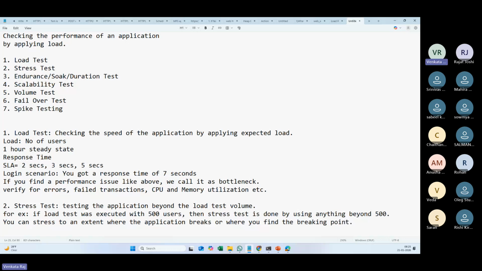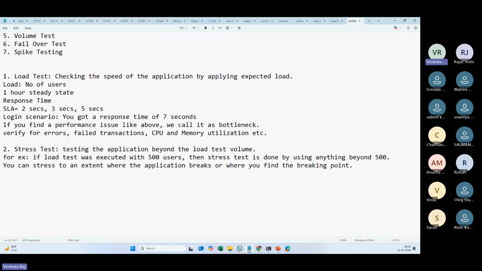This is a very important point, guys. You can stress the application, and how much you want to stress is one point. Sometimes you have to stress the application until it breaks. Sometimes the client will come and say, can you do a kind of test which will tell me where my application is breaking? Then you have to keep on stressing the application to an extent where you see some failures or an application server crash.